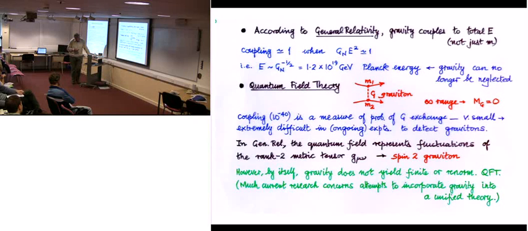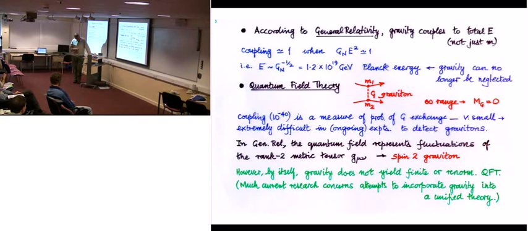So that's interesting. What about quantum field theory? We're going to exchange a graviton between the masses. It's an infinite range, so we'd expect the graviton to be zero mass. The coupling is a measure of the probability of this thing being exchanged. And we've seen that's very, very small, so it's going to be very, very difficult to detect gravitons in experiments.